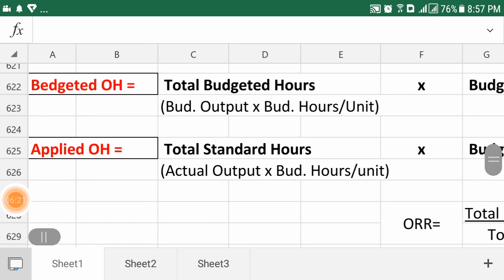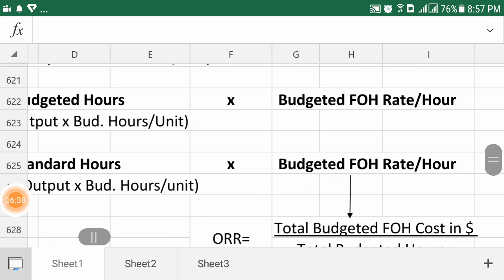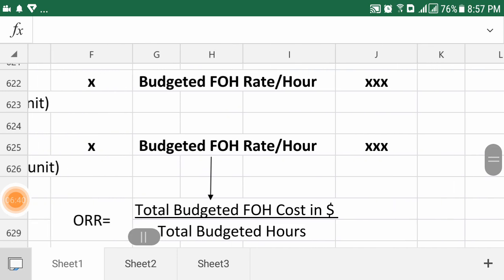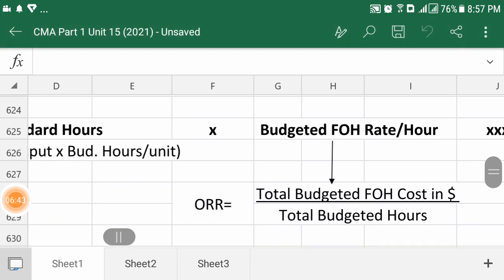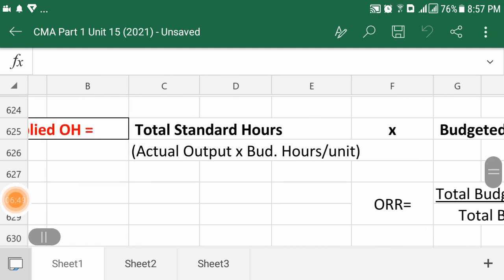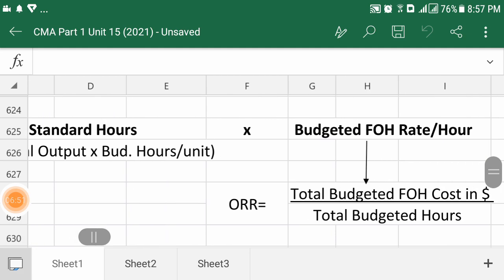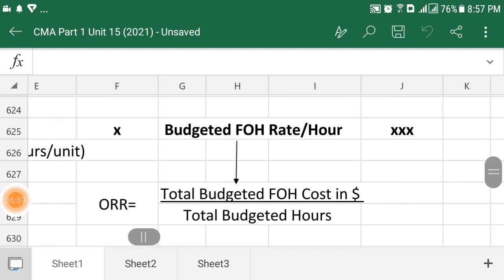And the second one is the applied one. Applied means a flexible budget, the same flexible overhead. So applied overhead will be multiplied with the total standard hours, actual output into the standard hours. You will multiply, then you will get the total hours, and then you will multiply with the budgeted rate. Then you will get the total amount. Here, if this budgeted hour rate has to be calculated, then you will use OAR equal to total budgeted fixed overhead cost divided by hours, whatever the total budgeted hours are. So you will get the OAR.